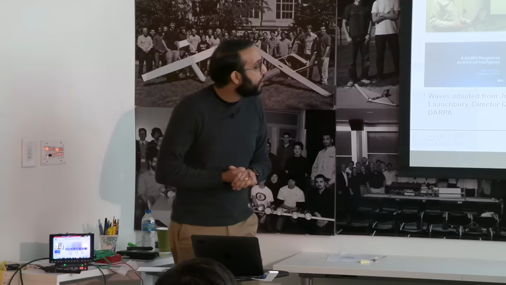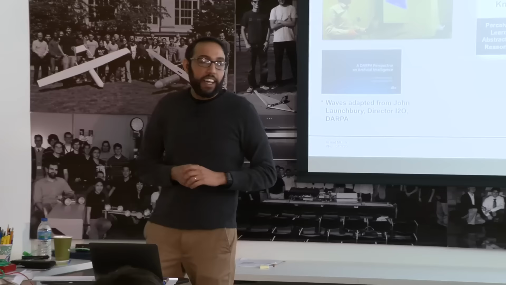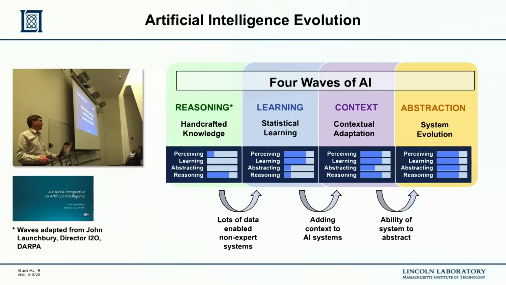The next wave, which we're maybe at the beginning stages of, is what we call contextual learning or contextual adaptation. This is where an AI system can actually add context into what it's doing. I'm not sure I have too many examples of people doing this very well. I think most of the work today probably falls into the end stage of the learning wave of AI, but we're able to combine a bunch of these learning things to make it look like it's contextual in nature.